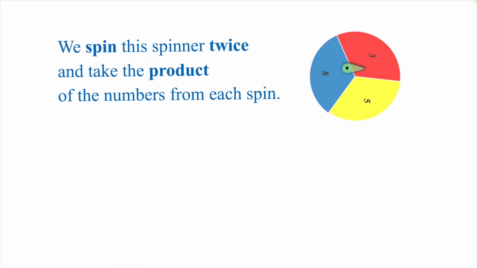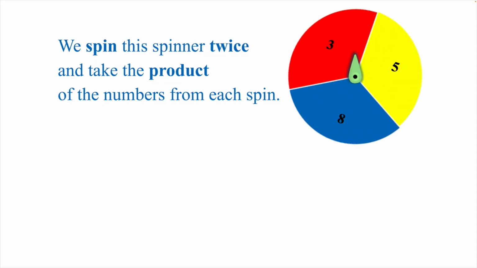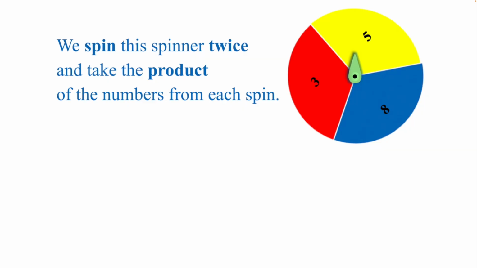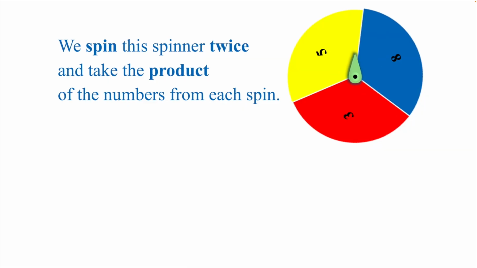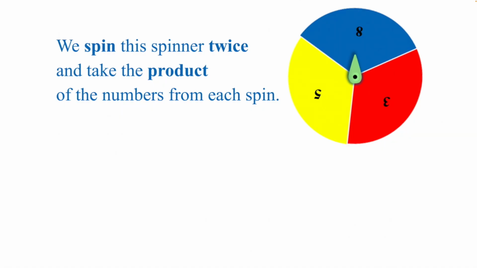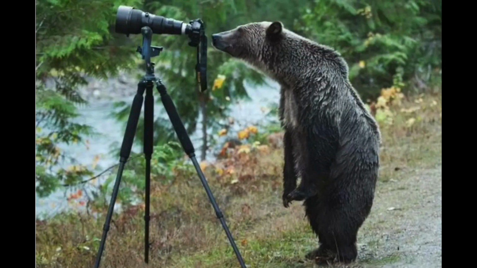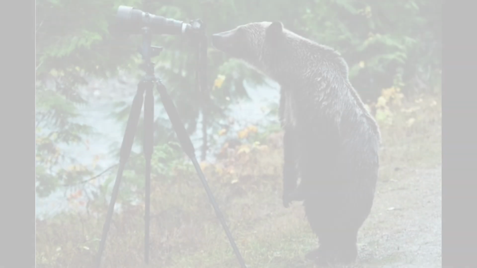Suppose we were to spin Mr. Pie twice. When he stops after the first spin, we will record the number that the pointer is on. We will then spin him a second time and record the number of the second stop. After obtaining the 2 random numbers, we will multiply those 2 numbers. But before we do that, our curious minds are eager to answer the following questions.